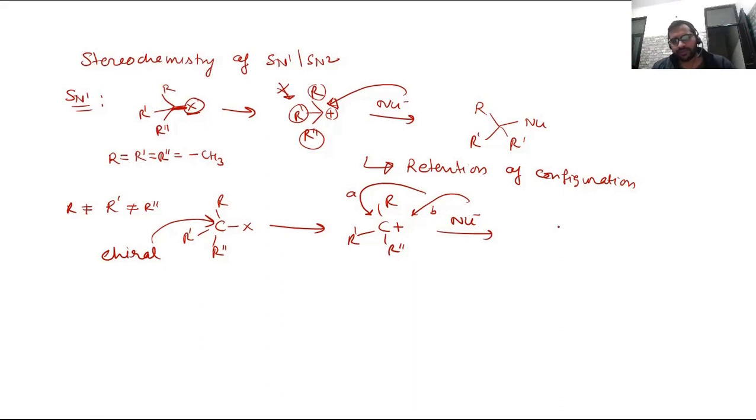Suppose it attacks from the back side, then it will be R double dash, R, and here we have the nucleophile. If it attacks from the front side, then it will be nucleophile, R dash and R double dash. So we will have two kinds of products here. So here we have mixtures, and here we have only retention of configuration if we have these three R groups the same, that is a methyl or ethyl group.